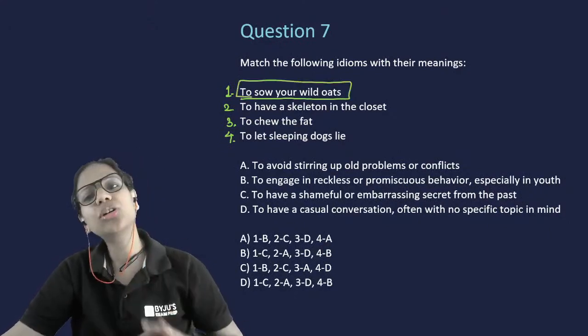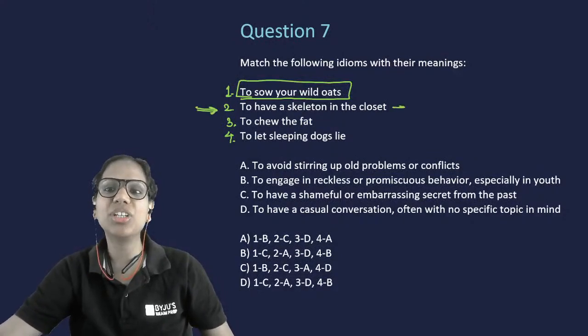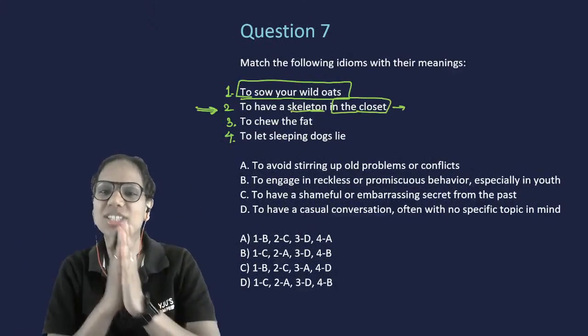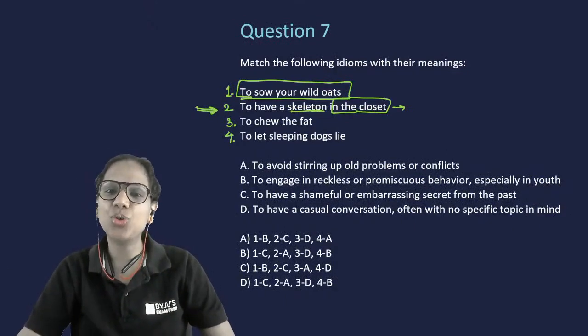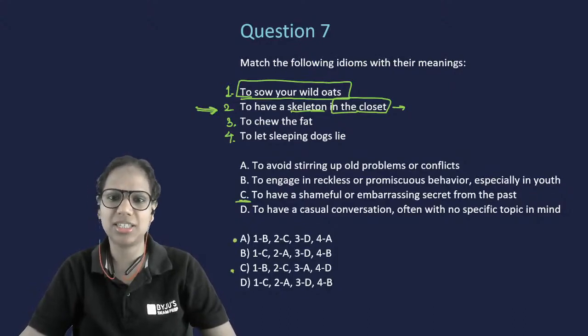Okay, let's say you do not know the meaning of this. Let's see some other common ones. See, this is very common to have a skeleton in the closet. When someone has a secret that they don't want to tell others, that's when they have a skeleton in their closet. Okay, so to have a shameful or embarrassing secret from the past. Two is C. That means either A or C is the answer. I don't even need to check one now.